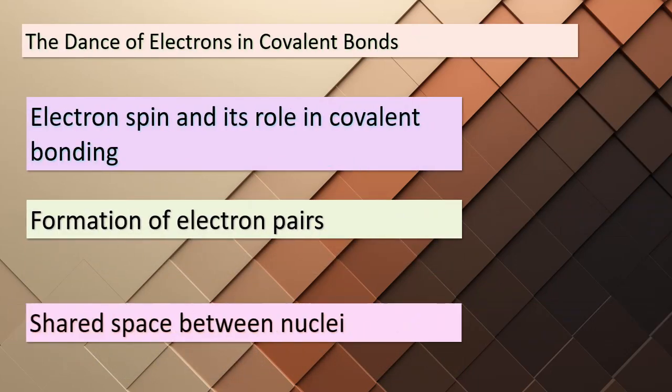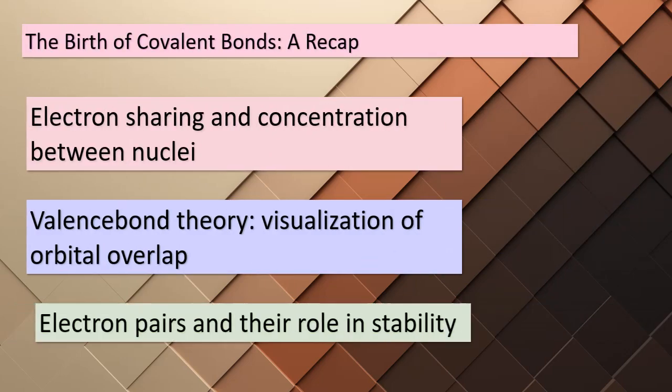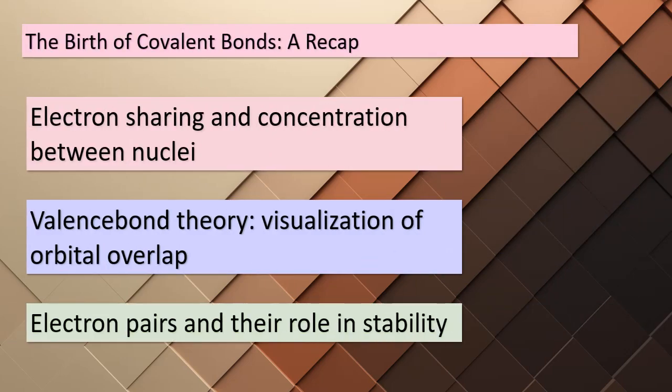Welcome back, knowledge seekers. Let's take a moment to recap our exhilarating journey into the world of covalent bonding. We've explored the core principles of Lewis theory, where electron sharing leads to the concentration of electron density between nuclei. Our visualization tool, valence bond theory, lets us witness the graceful overlap of valence atomic orbitals, paving the way for electron pairs to emerge and covalent bonds to be born.